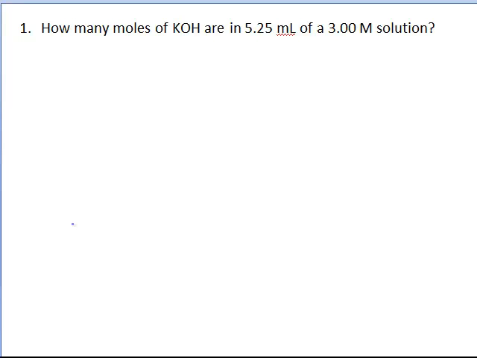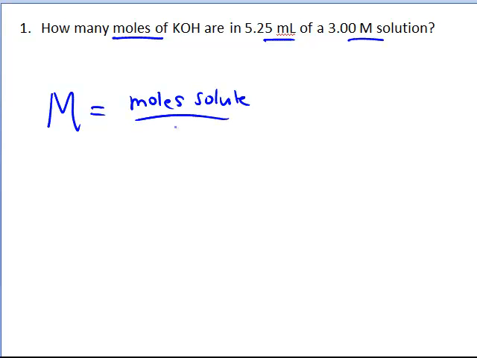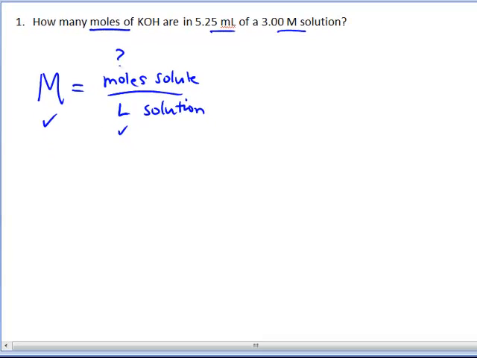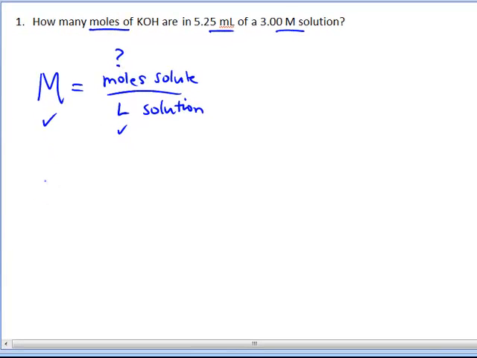So the strategy in this problem is to recognize that we're looking for moles, we have volume, and we have molarity. So this is just a molarity problem. So write your equation. Molarity is moles of solute per liters of solution. Okay, and we actually have the molarity. We have milliliters, which can be converted to liters, and we're looking for moles. One thing you could do is just recognize using algebra that if you multiply both sides by liters, then that should pretty much help you solve for moles right there.